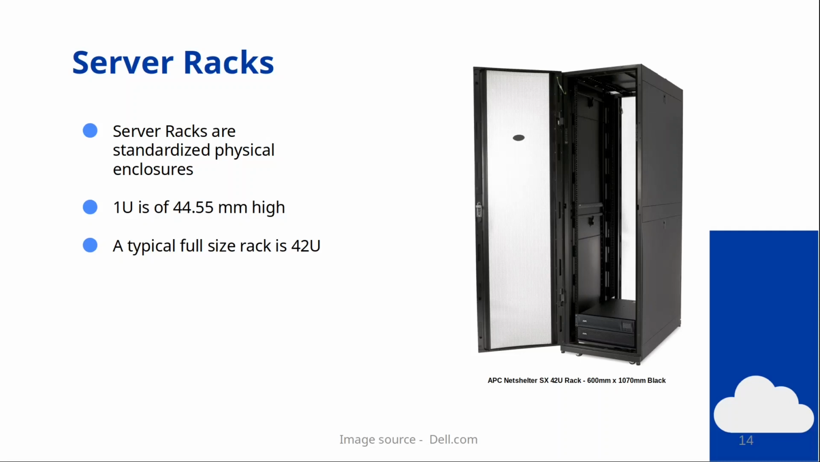So these bare metal servers are inserted into these server racks. If you see here, this is a server rack, which is around 42U. One unit is 44.55 mm high, so you can take it roughly as 50 millimeter. And then you can see this complete rack is around 42U. You install your web servers in this rack and then you connect it to a switch, which we call a top of rack switch. Once you connect to the top of rack switch, these servers are able to communicate with each other.